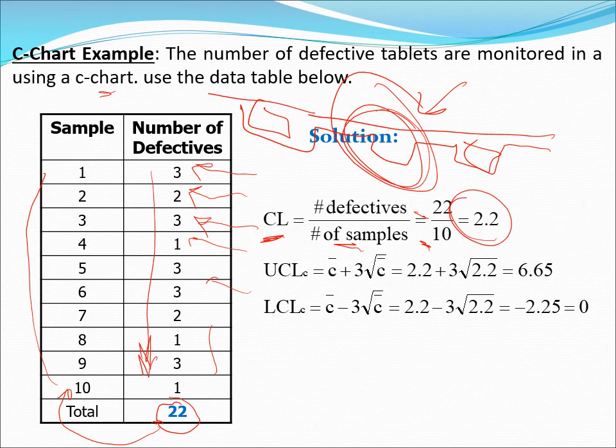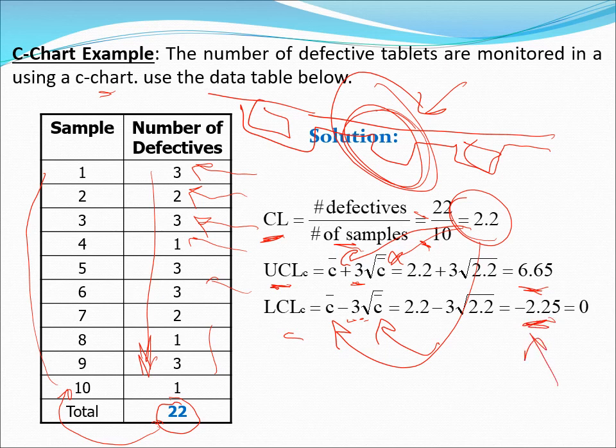Then the upper control limit, the same number is used: 2.2 plus 3 square root of 2.2. The lower control limit, the same equation, but it will be 2.2 minus 3 times square root of 2.2. The upper control limit here is 6.65. The lower control limit here is minus 2.25.